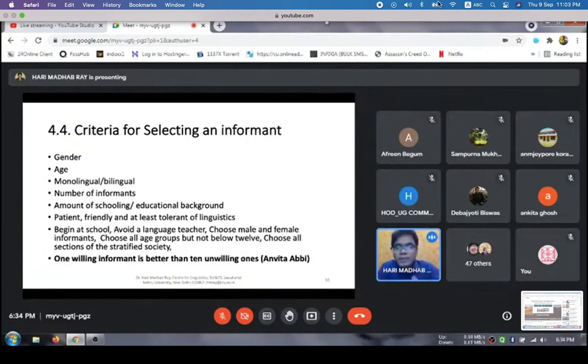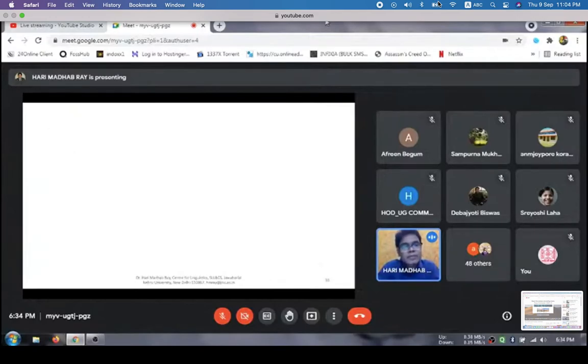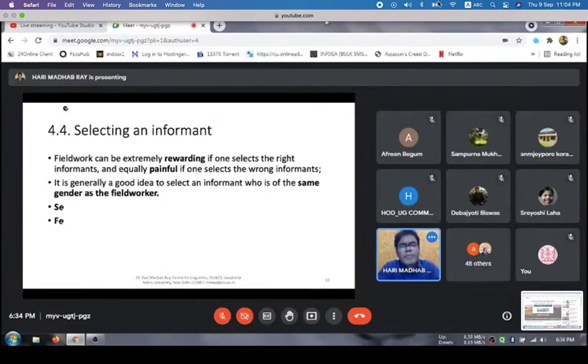If you're lucky, definitely you are going to get a very good informant. And not only that, given the do's and don'ts I told you, a bad informant can be a good informant. It can also happen. Fieldwork can be extremely rewarding if one selects the right informants, and equally painful if one selects the wrong informants. That's what we have experienced, working with both kinds of informants. And it's generally a good idea to select an informant with the same gender as the field worker. So if it's a male, try to select a male. Female, try to select a female.